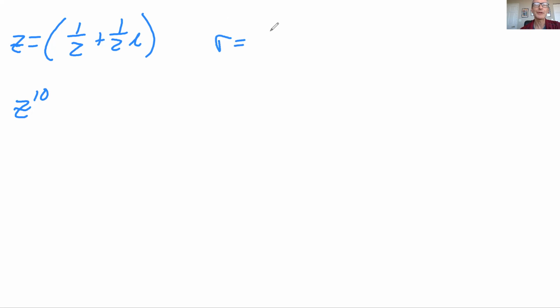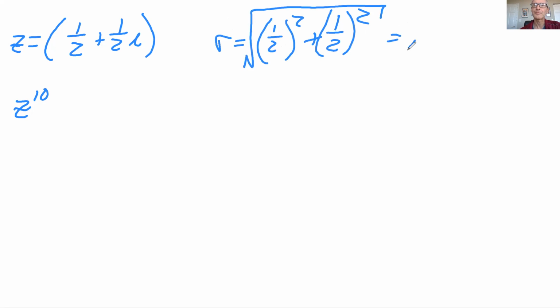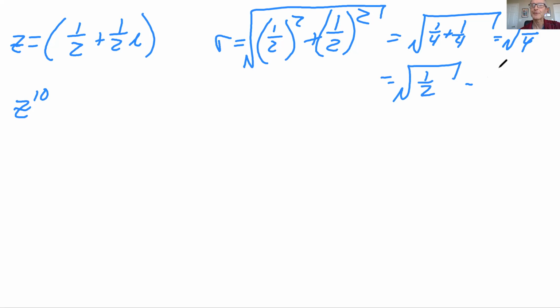So r would be the square root of 1/2 squared plus 1/2 squared. And so that would be the square root of 1/4 plus 1/4. And what would that be? It'd be the square root of 2/4, which is the square root of 1/2. And so that would be 1/square root of 2. So that would be r.